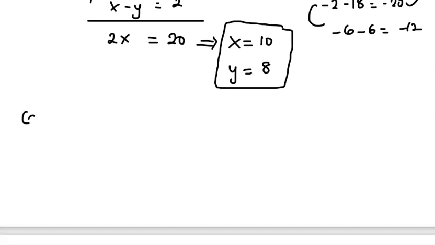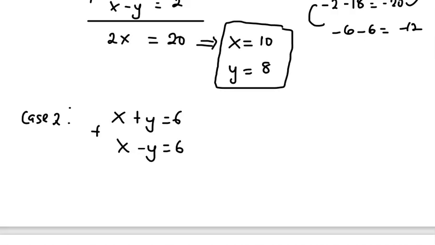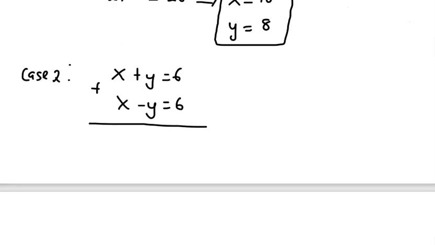Then our case 2, where we make use of 6 and 6. So we know for x plus y to be equal to 6 and x minus y also equal to 6, so we know that either x or y, one of them must be 0, right? So now let's add. So we get 2x is equal to 6 plus 6 is 12. Divide both sides by 2, and we get x is equal to 6.